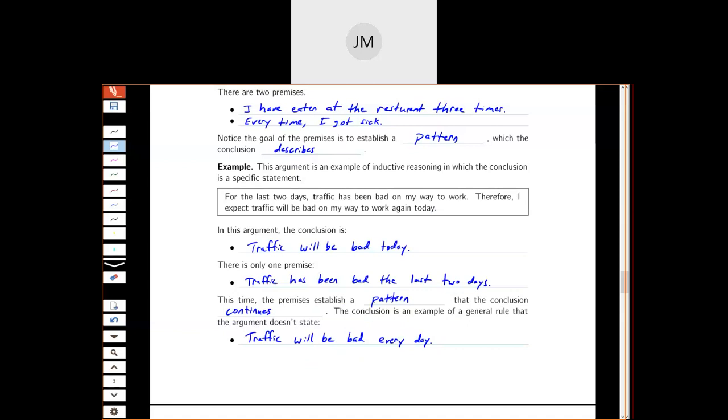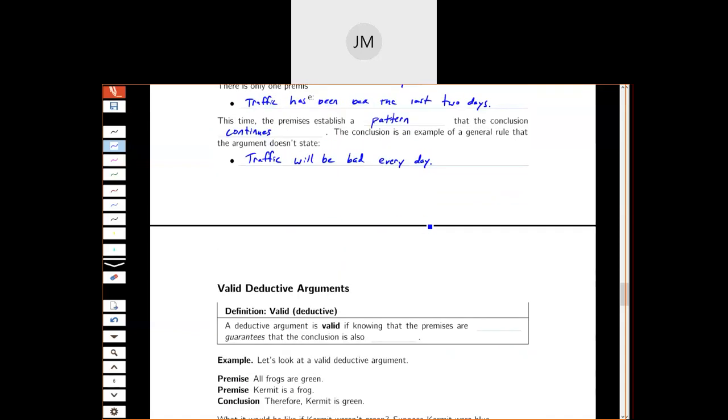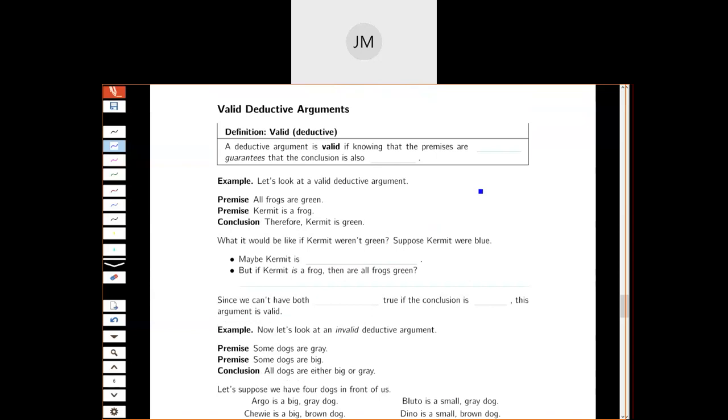All right. Any questions so far? All right. Let's look at some more terms.